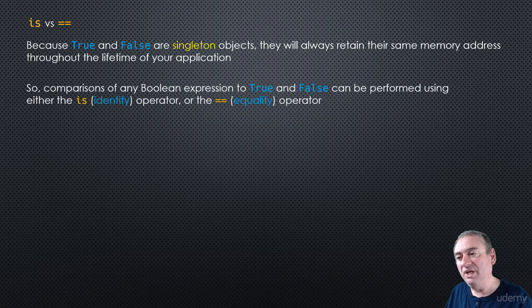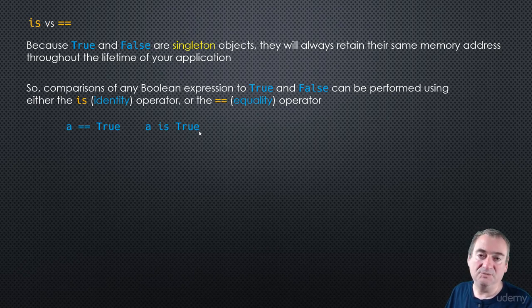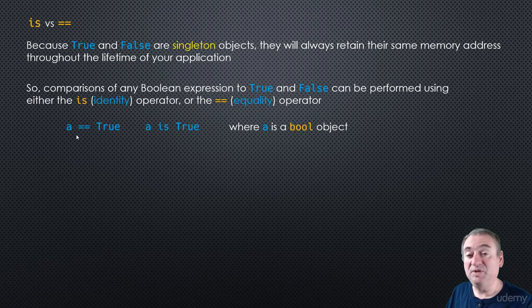So when you're comparing a Boolean expression to True and False, you can use either the is operator or the equals equals operator. So either the identity or the equality operator. It doesn't matter which, it's actually completely equivalent. And that's only because True is a singleton object, and so is False. And of course, A has to be some kind of Boolean object. So it might be a Boolean expression, like 3 less than 4. Well, 3 less than 4 will evaluate to True, and that True that gets returned from the expression is the same True as just the constant True, because it's a singleton object, and therefore there's only one instance of it throughout the lifetime of your code.